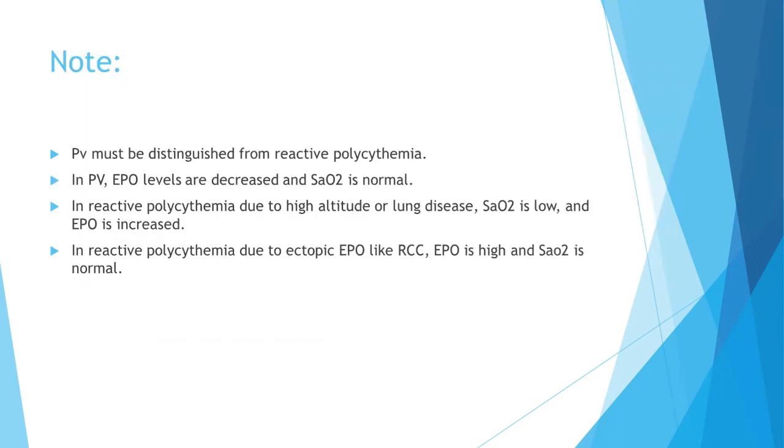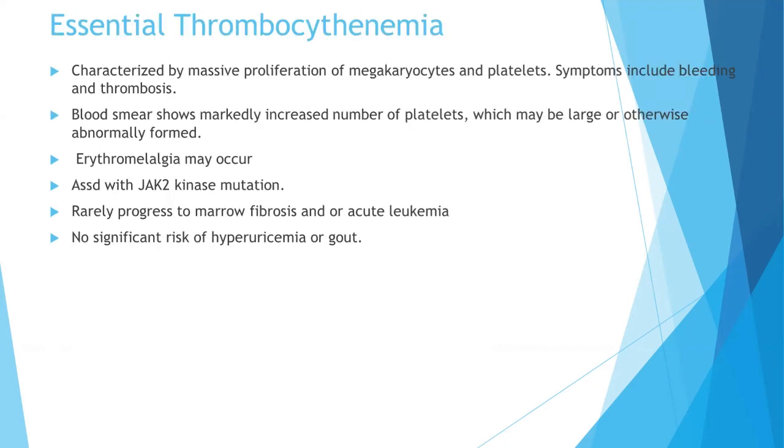So Polycythemia vera must be distinguished from reactive polycythemia. So in polycythemia vera, the EPO levels are decreased and oxygen saturation is normal. In reactive polycythemia, due to high altitude or lung disease, oxygen saturation is low and EPO is increased. In reactive polycythemia due to ectopic EPO, like RCC, renal cell carcinoma, EPO is high and SaO2 is normal. Okay, so you need to keep these things in mind to answer the previous question that we did in this video.